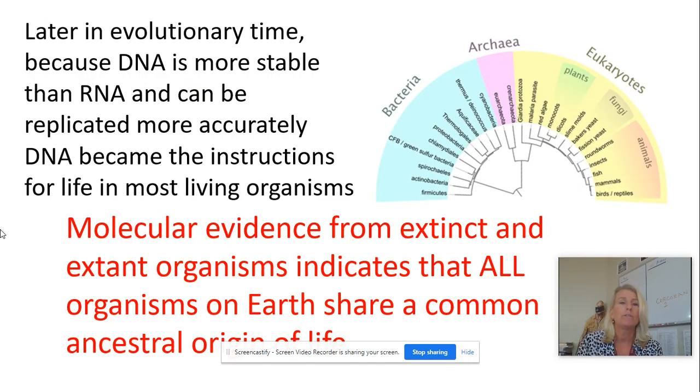Okay, so let's talk about evolutionary time. As time went on, DNA became the molecule of life instead of RNA. Yes, there are still some viruses that use RNA as the genetic molecule, but really it's DNA because it's more stable and it can be replicated more accurately, because each strand, as it unzips, can serve as a template for making the new strand. Molecular evidence from all extinct and extant, which means currently living, organisms indicates that everything living on the planet shares a common ancestor because every living thing uses DNA as its molecule of life.